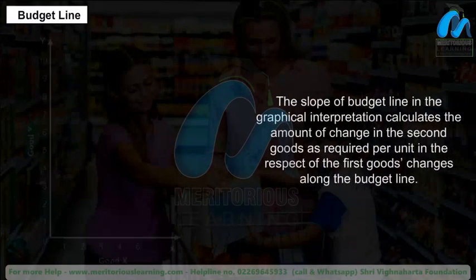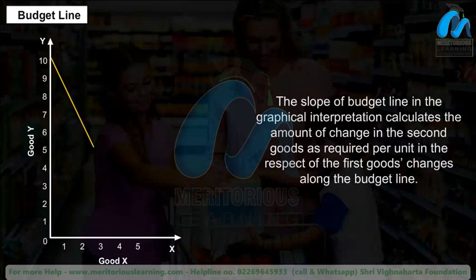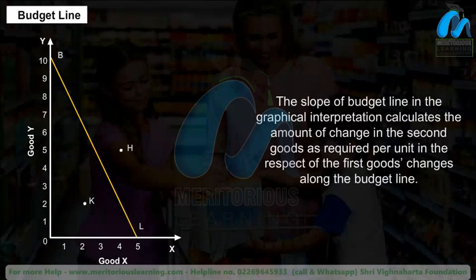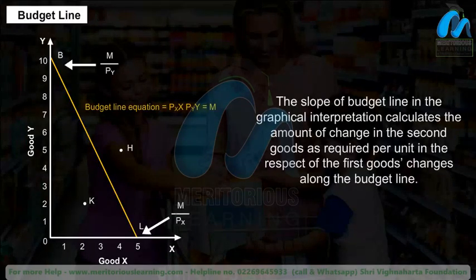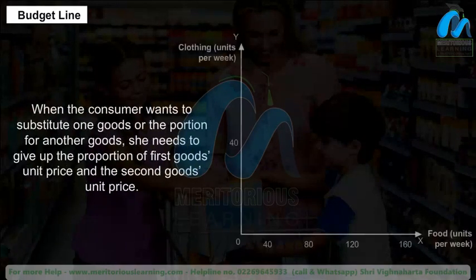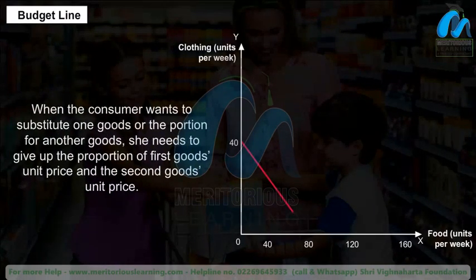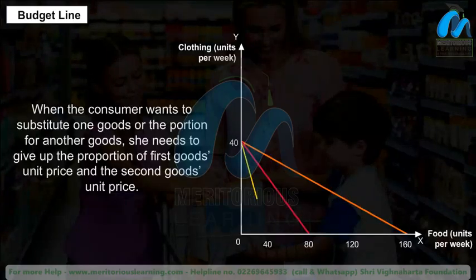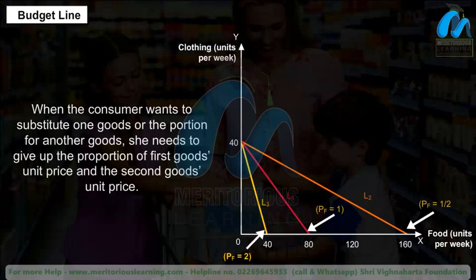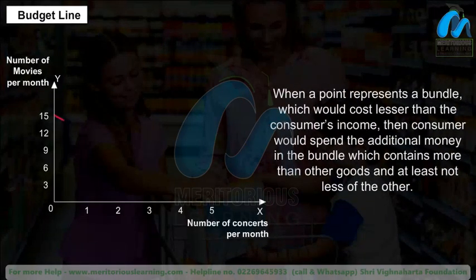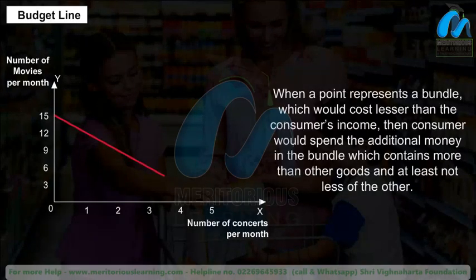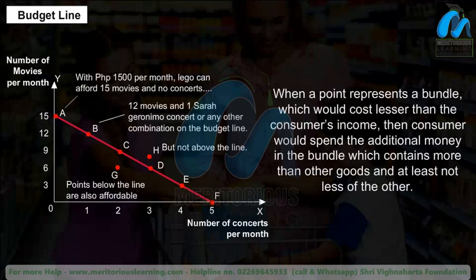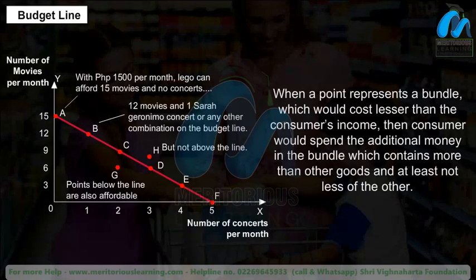Budget line. The slope of the budget line in the graphical interpretation calculates the amount of change in the second good required per unit change in the first good along the budget line. When the consumer wants to substitute one good for another good, she needs to give up goods in the proportion of the first good's unit price to the second good's unit price. When a point represents a bundle which would cost less than the consumer's income, the consumer would spend the additional money on a bundle which contains more of one good and at least not less of the other.